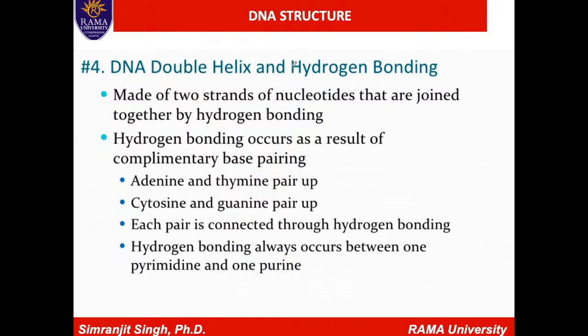And DNA double helix and hydrogen bonds. So two strands of nucleotides, as we were discussing, are joined together by hydrogen bonds. Adenine is always paired with thymine, and cytosine pairs with guanine. Hydrogen bonds always occur between pyrimidines and purines. So one pyrimidine has to be there, and on the other side one purine has to be there. Adenine and thymine will make a double bond, and cytosine and guanine will have a triple bond.